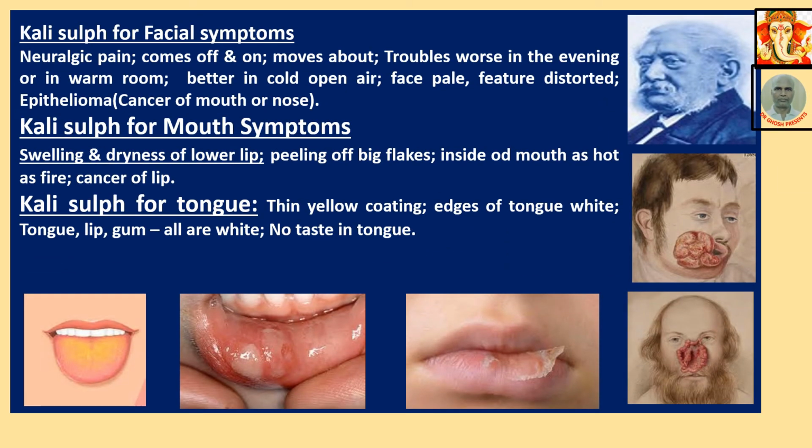Kalisalp for facial symptoms: neuralgic pain, comes off and on, moves about, troubles worse in the evening or in a warm room, better in cold open air. This is always there. Worse in evening, warm room, and better in cold open air. It is a characteristic, the most guiding symptom of Kalisalp.